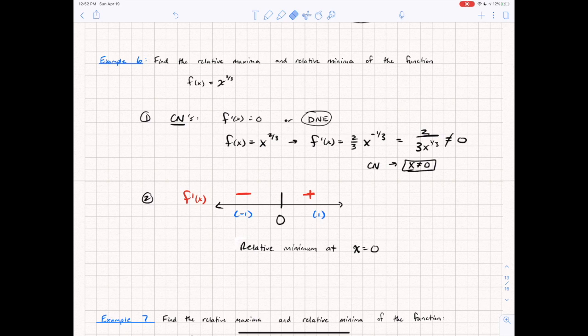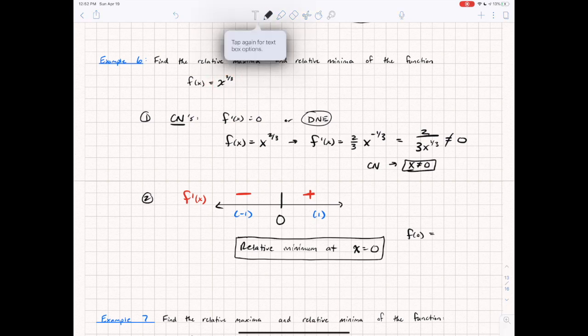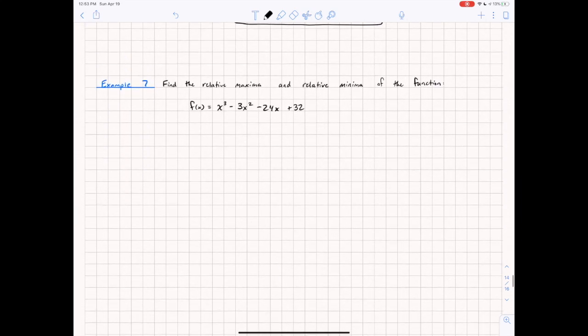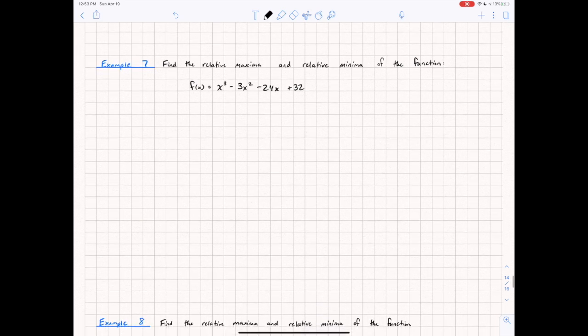And if I wanted to know what this actual minimum value was, I would take this and plug it back into the original function. And in this case, that would be into this x to the 2/3. Well, 0 to the 2/3 is just 0. So notice the value here is actually 0 as well. Okay, so example 7. So something a little bit different that really just shows you two examples where you can set it equal to 0 or have a spot where it does not exist as your critical numbers go. All right, so let's take a look at example 7.